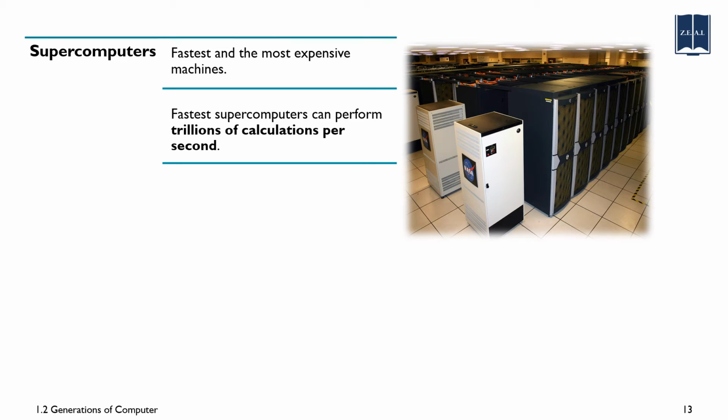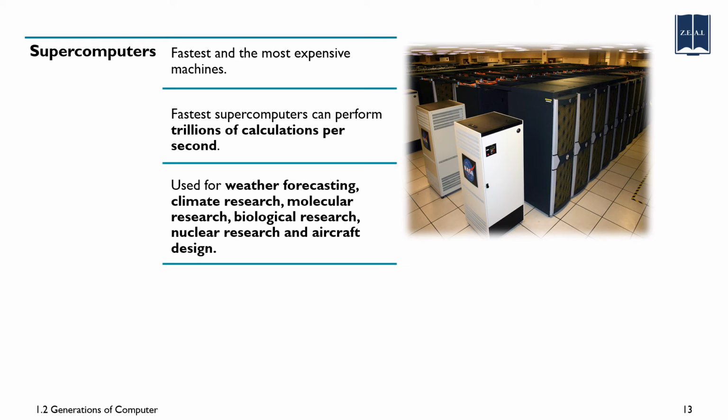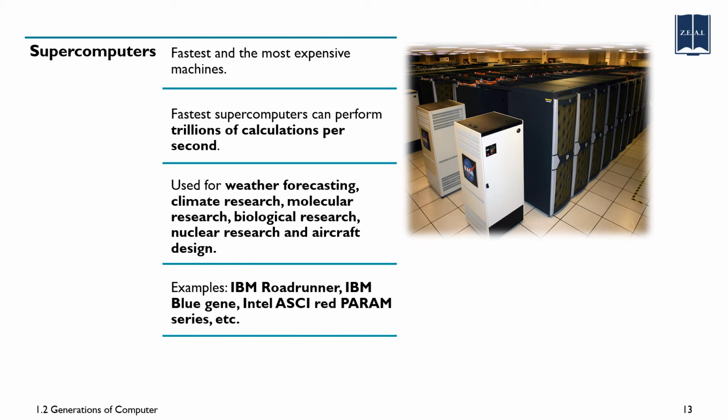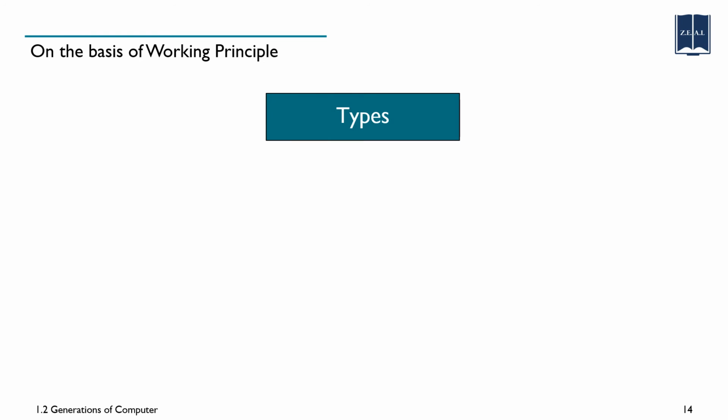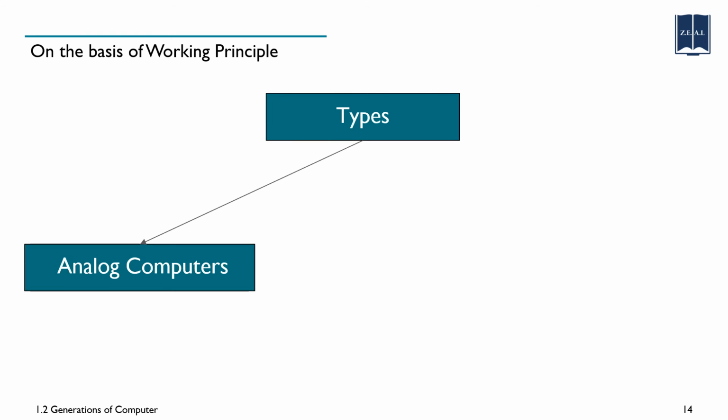Supercomputers are built by interconnecting thousands of processors that can work in parallel. They are generally used for highly calculation-intensive tasks such as weather forecasting, climate research, molecular research, biological research, nuclear research, and aircraft design. Some examples of supercomputers are IBM Roadrunner, IBM Blue Gene, and Intel ASCI Red Param series.